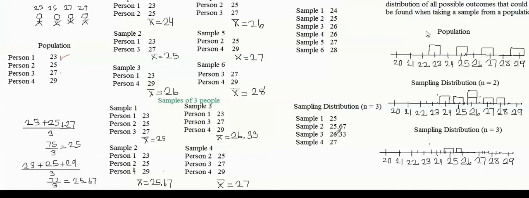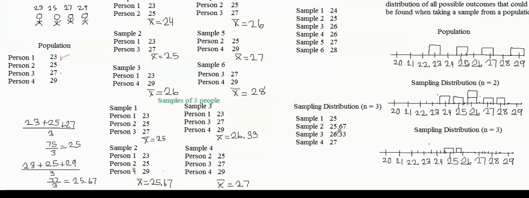First, let's look back at this slide from the last video. In this example, we had a population of 4 people. These were their 4 ages. And right here was a histogram of the population. This is just showing the ages of the 4 people in the population. Here we had the sampling distribution of the means of all possible samples of 2 people. And this sampling distribution followed a different shape than the population.